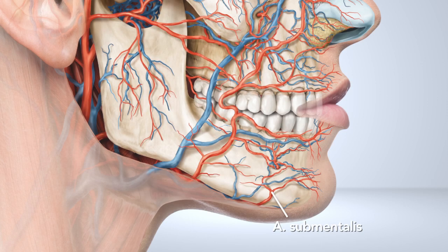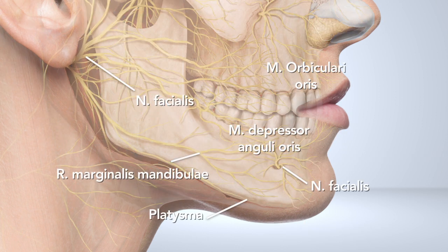The main anatomical precautions of the injection in marionette lines concern the facial pedicle, which enters the region via the submandibular notch by crossing the mandibular edge, as well as the facial motor and chin sensory nerve.